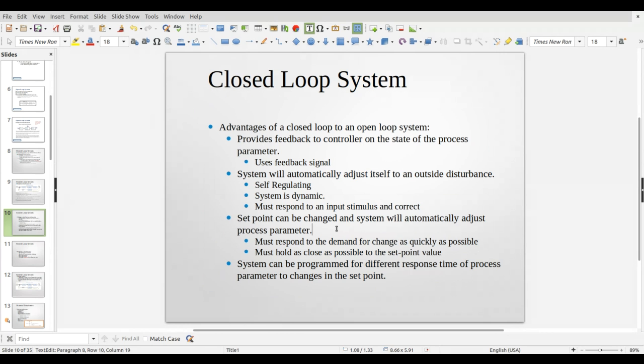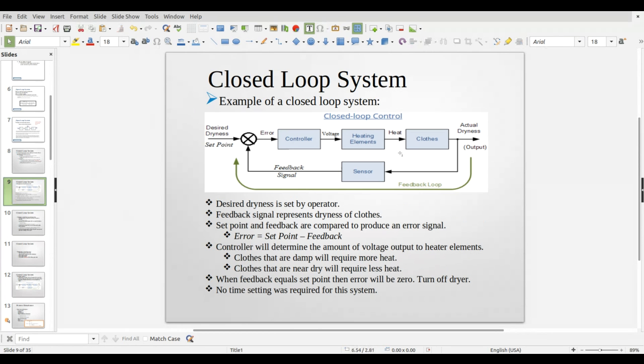So the system is going to change automatically. Now, the other advantage is that, let's say the dryer has been running for a while, and you have all these clothes in there, and they're like three-quarters dry, and then all of a sudden you look in the washer and you realize that you forgot one pair of jeans or something. Now what am I going to do if I throw them into the dryer now?